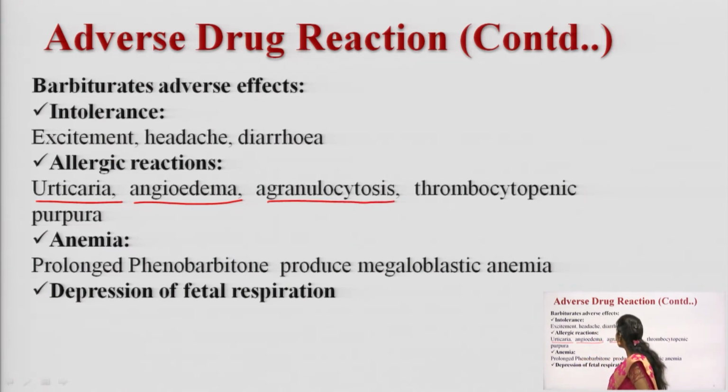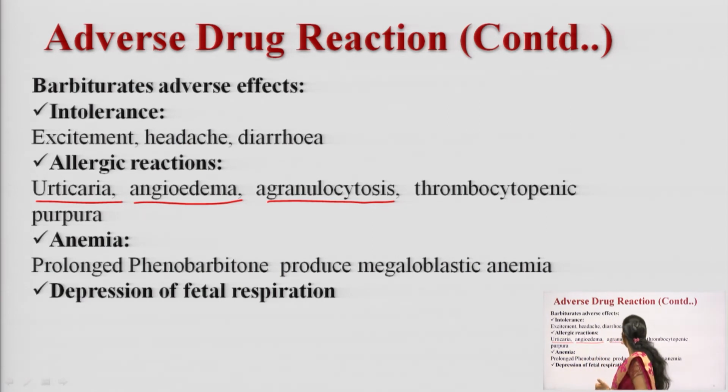And what is agranulocytosis? Agranulocytosis is a very serious problem. It is a decrease in the number of granulocytes in the blood. If the number of granulocytes present in the blood has decreased, then you can call it agranulocytosis. It is a serious problem. Granulocytes are white blood cells present in your body, which help your immune system fight microorganisms.